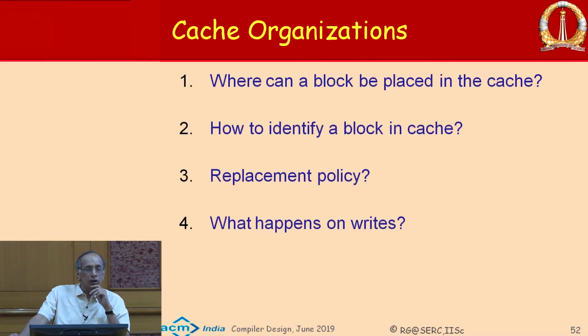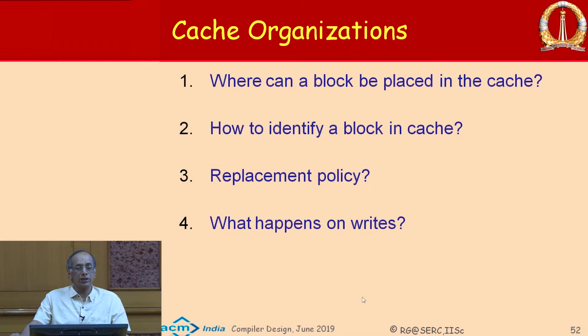Okay. Now, we also know about different cache organizations, don't we? What are the three different cache organizations that you are familiar with? Direct mapping, associative, set-associative. So, these are the three different cache organizations that you are familiar with.